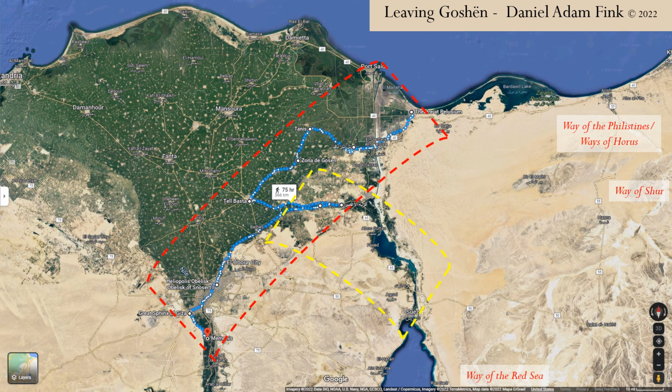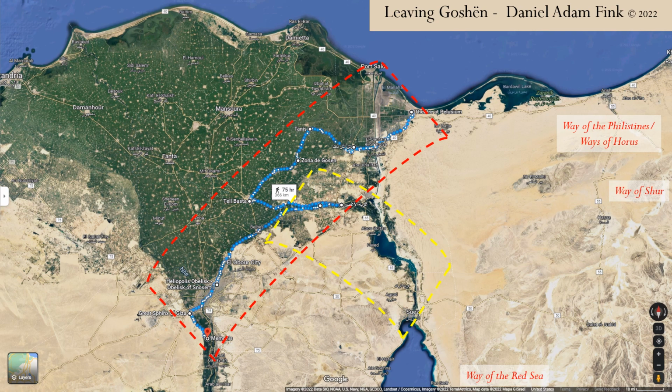There are three ways or routes mentioned in the Bible which one could use going to and from this area. The first one, toward the middle of the right side, is the way of Shur, the way which was traveled by Abraham and Jacob in Genesis, and that was the way exclusively traveled in Genesis.